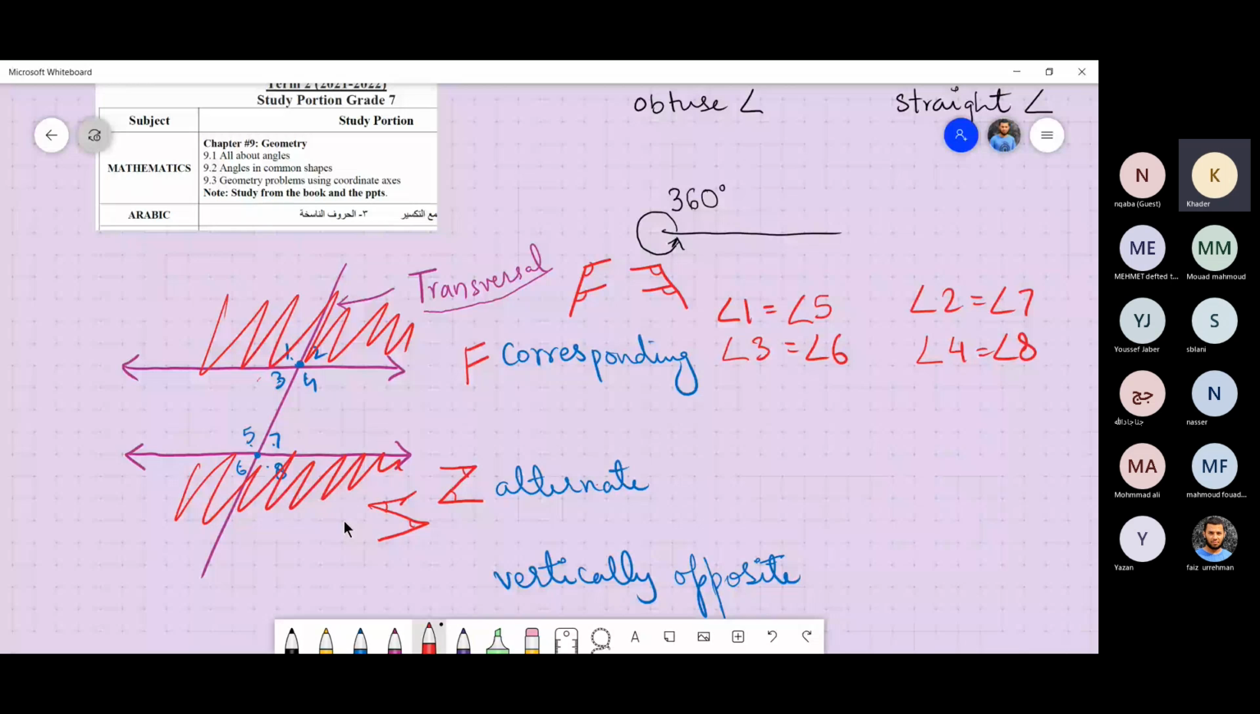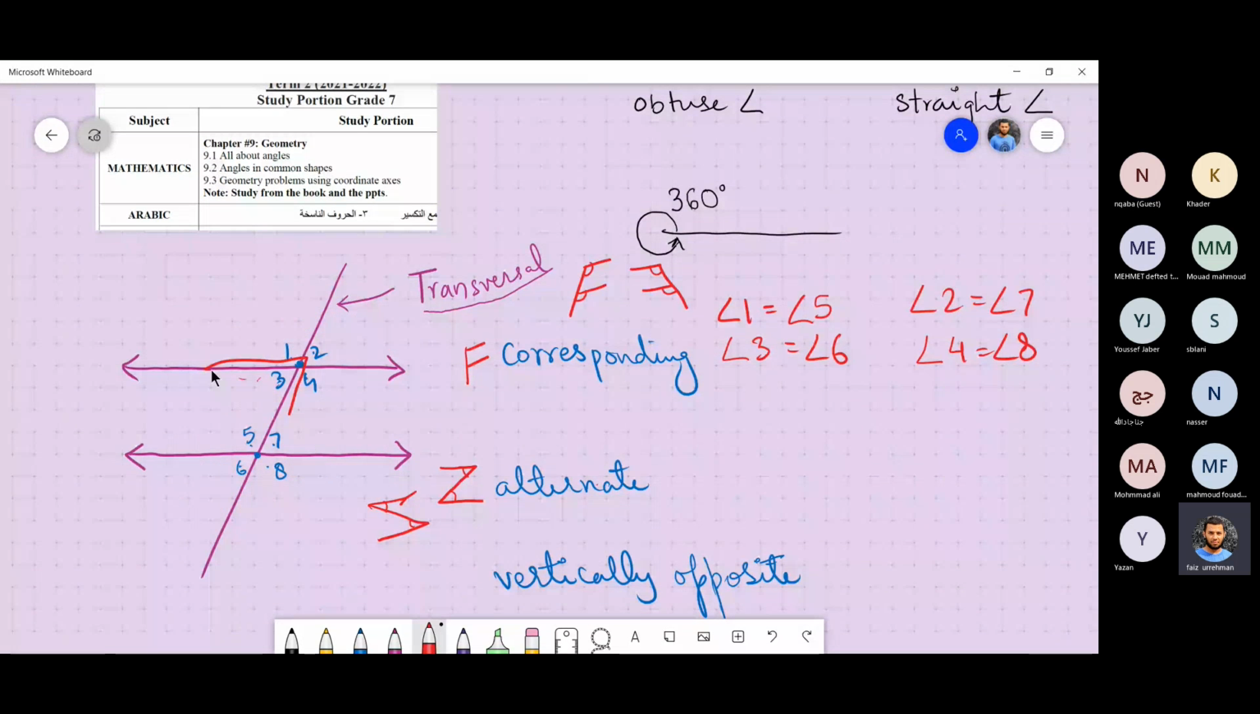Which ones can you see now? 3, 4, 5, 7. Yes. Now one on this side, one on that side. So 3 and 7 are forming the letter Z. Yes. So 3 and 7 will be equal by the property of alternate. What else? 4 and 5.